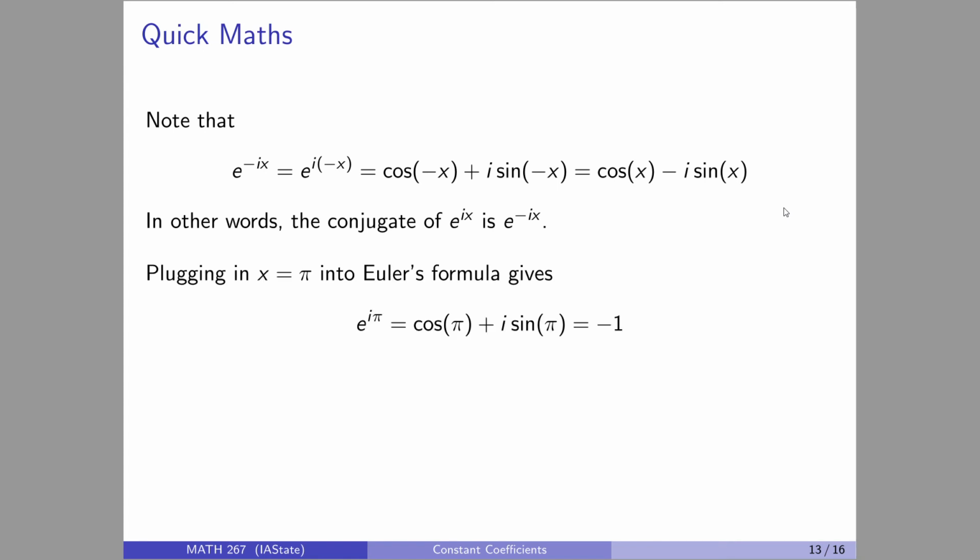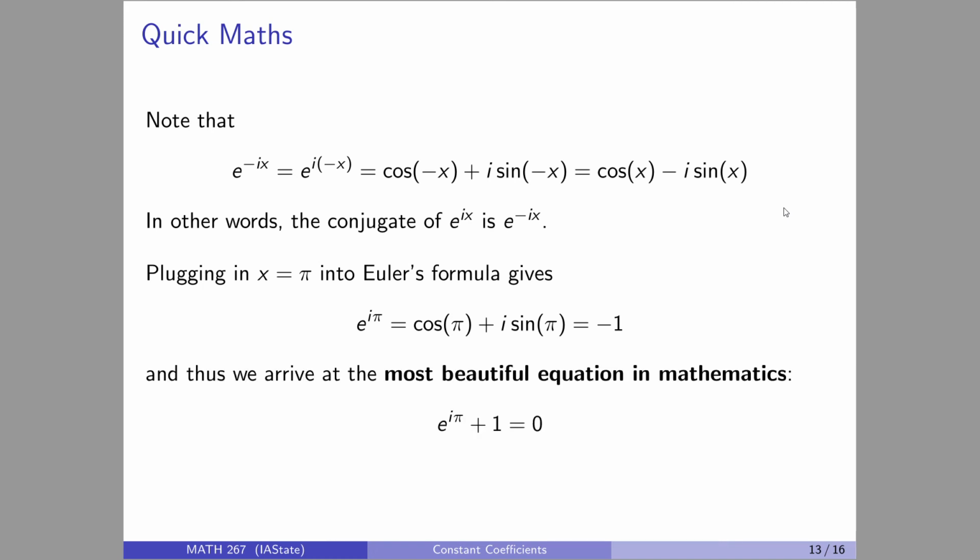Something else that's fun to plug into Euler's formula is pi. If you pop that into Euler's formula, you get e to the i pi, which is equal to cosine of pi plus i times sine of pi. Sine of pi is 0. Cosine of pi is negative 1. And so we arrive at the most beautiful equation in mathematics: e to the i pi plus 1 equals 0. Right?